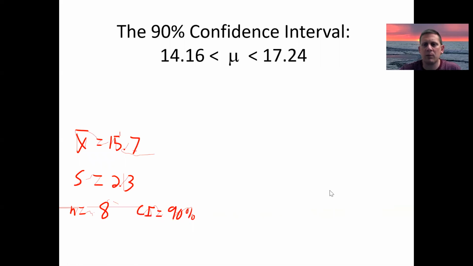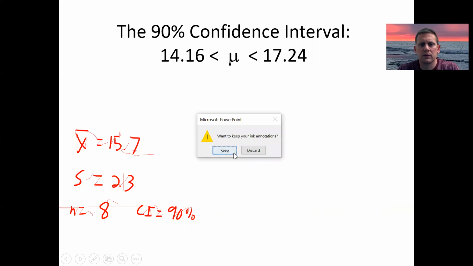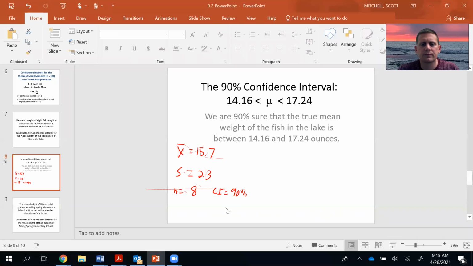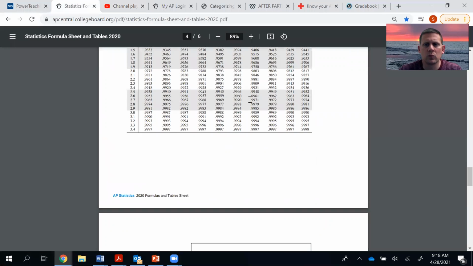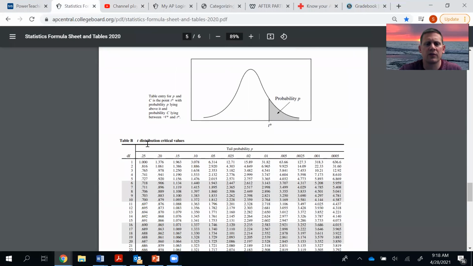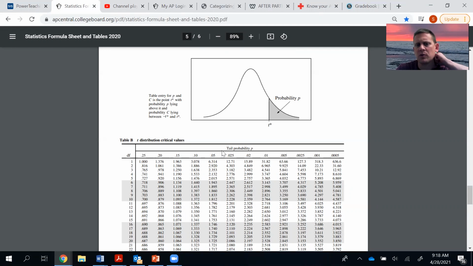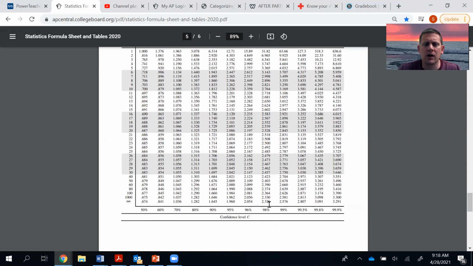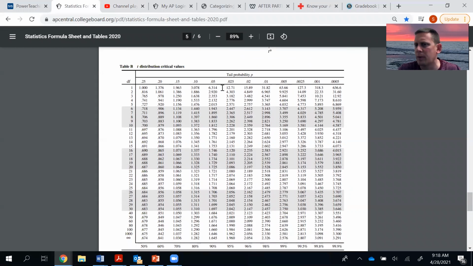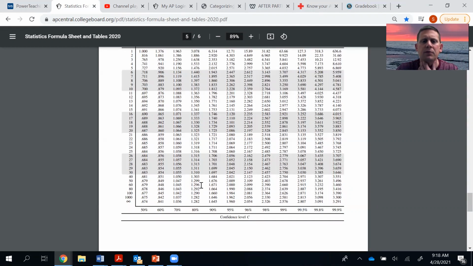Now I need to go to my table. This table looks a little different on paper versus what I have online, and it's still the same thing. So you go to a T distribution table or a T table. I think it's A10 in your textbook. And so we find the confidence level. Sometimes they're down at the bottom, sometimes they're at the top. It just depends. The one that we have in our textbook, it's at the top. This one's at the bottom.